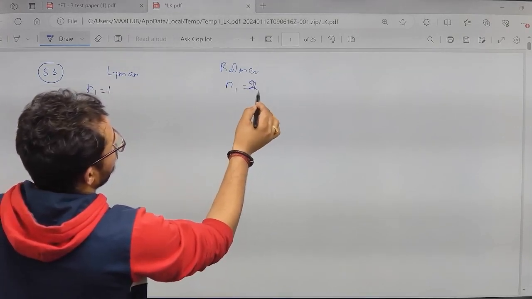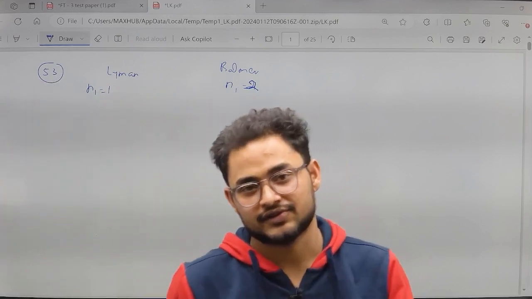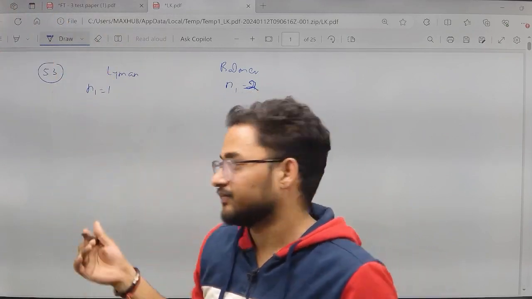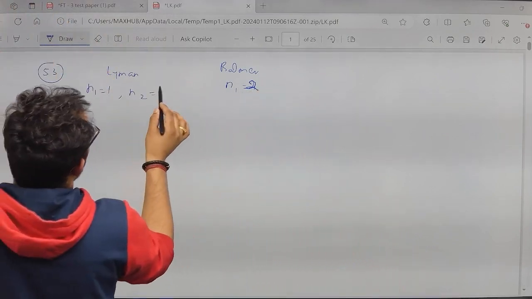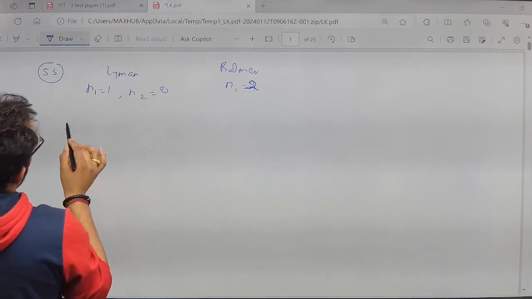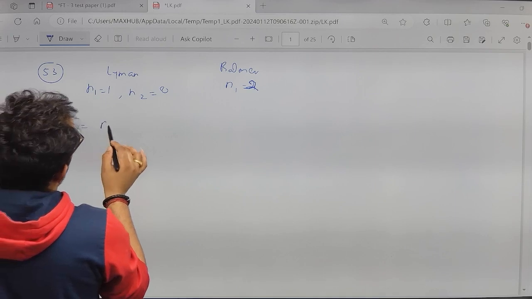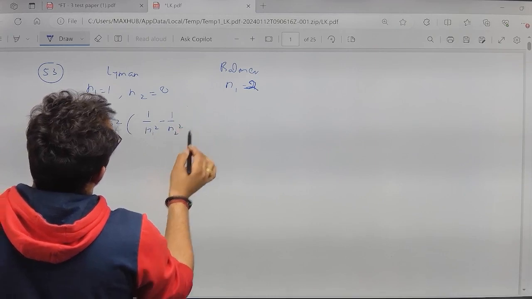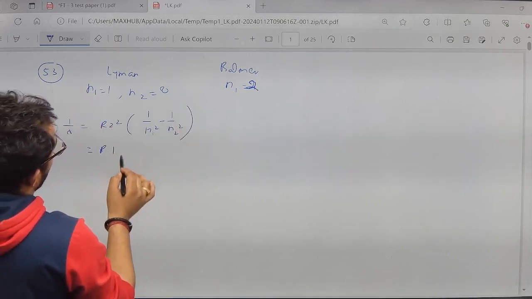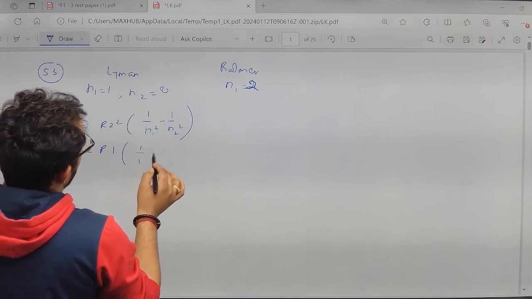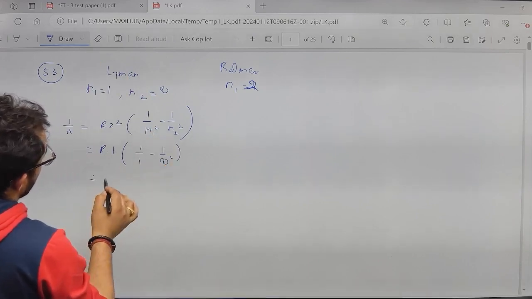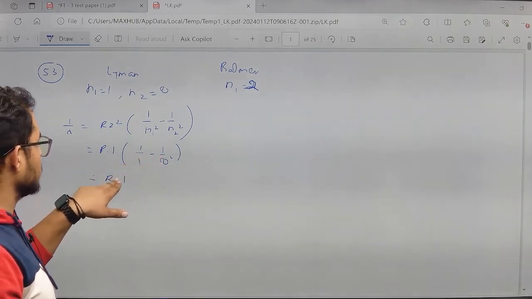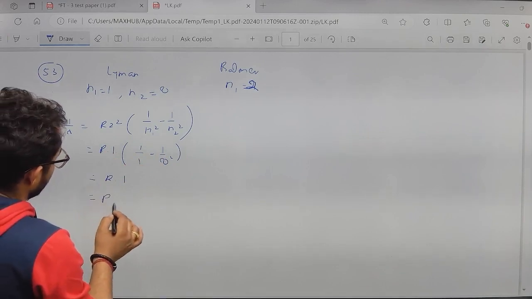Lyman, Balmer, it is 2, है ना? But minimum wavelength, that means highest energy. Highest energy will be possible only when the electron is coming from the last shell, है ना? N2 is equal to infinity. So here 1 upon lambda is equal to Rz square, 1 upon N1 square minus 1 upon N2 square. R, it is 1 upon N1 square, that means 1 minus 1 upon infinity square, R into 1. Because 1 upon infinity square will become 0. So 1 minus 0, that means R. 1 upon lambda will be R, okay.